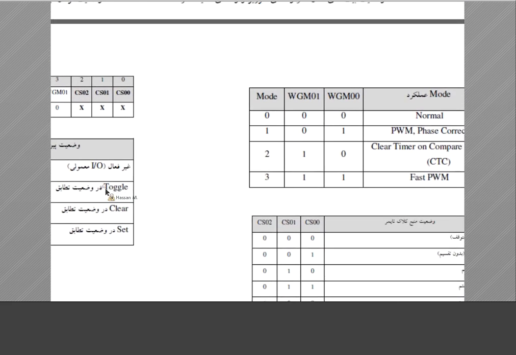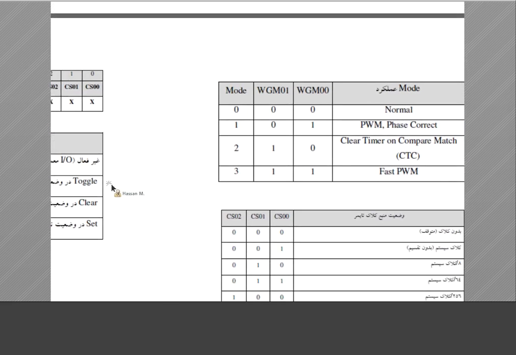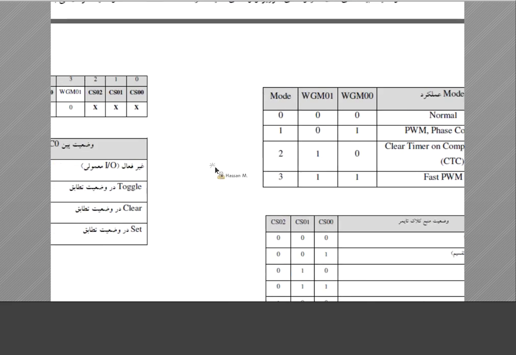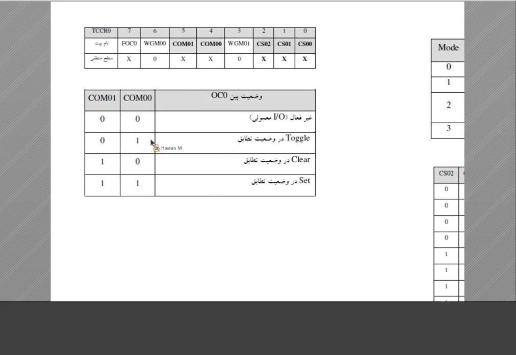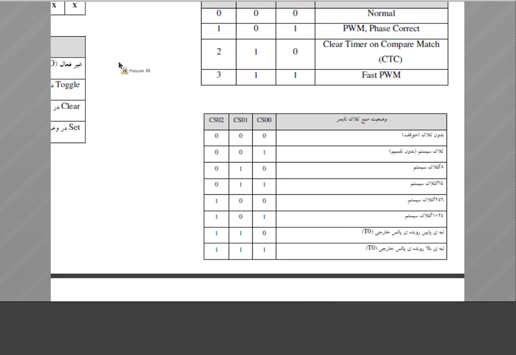Here we see these two pins, the wave generation mode. 1 0 means CTC; here we are in CTC mode. And these two pins, 0 1, mean toggling. That's right. And this is 4 clock cycles.